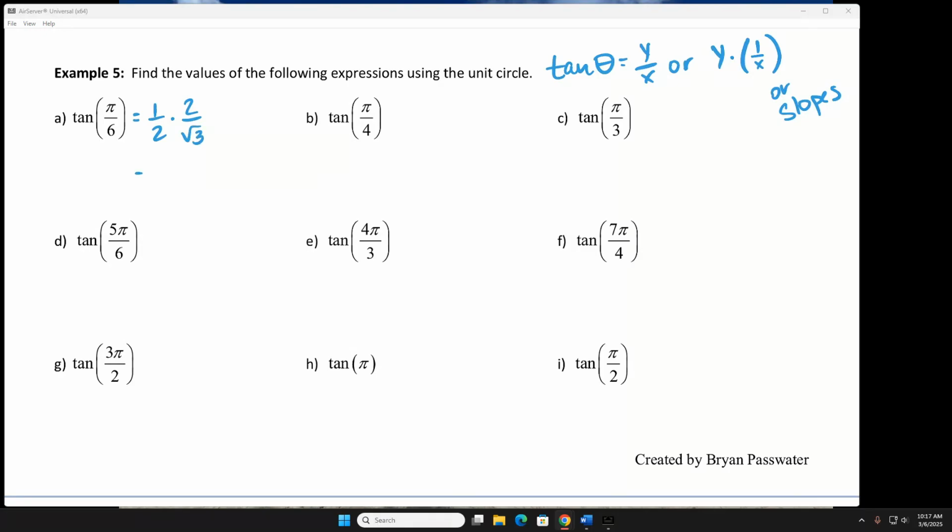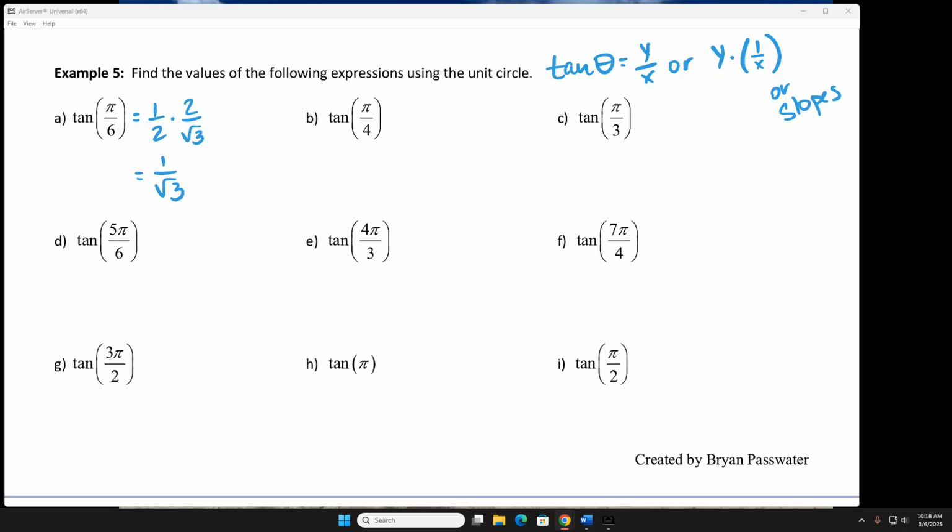What's going to happen to those 2's? You're going to cancel. All right. And probably in Algebra 1, we're taught not to leave that radical in the denominator. We don't care. Pre-calculus and calculus, radicals stay in the denominator. Nobody cares.